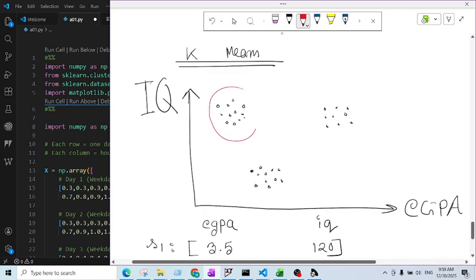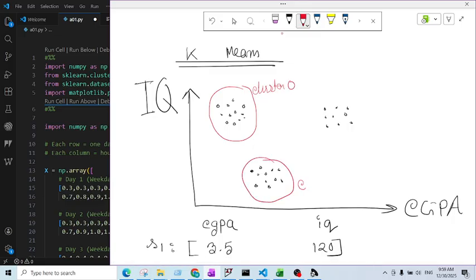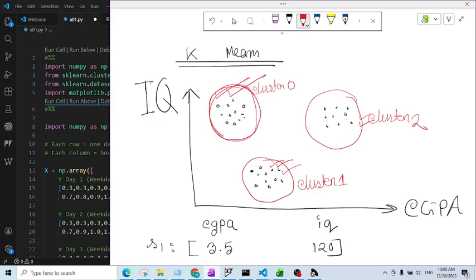So these will be called cluster 0, these will be called cluster 1. That means in cluster 1 the students are similar, their IQ and CGPA have similarity, and similarly these are similar students: their CGPA and IQ both are high, their IQ is low but CGPA is medium, their IQ is high but CGPA is low. So these are category 0 or cluster 0, these are category 1 or cluster 1, and these are category 2 or cluster 2.